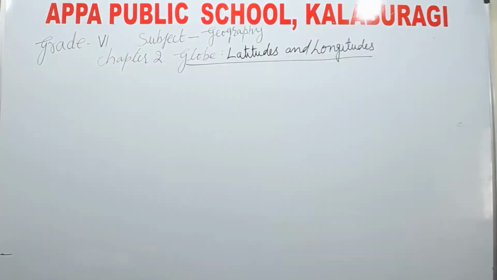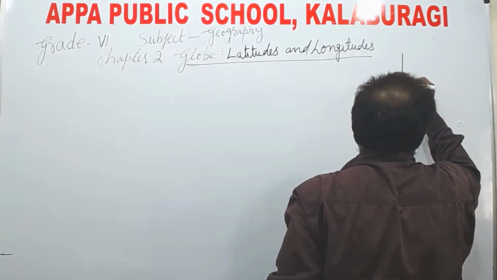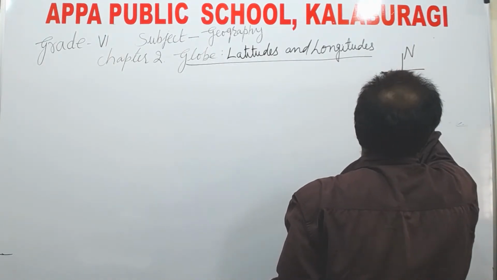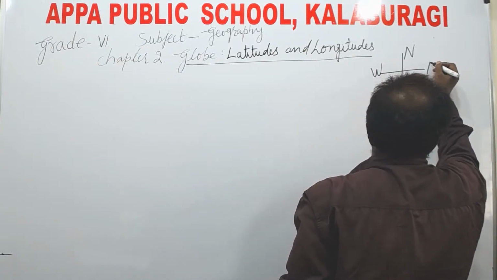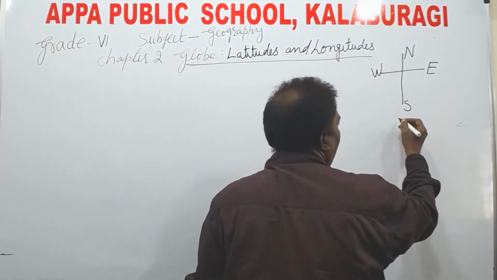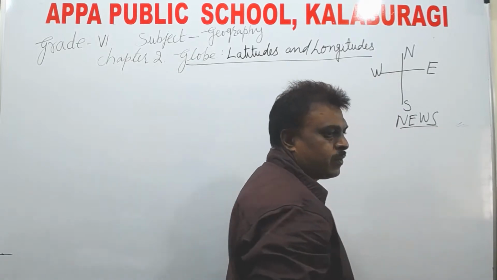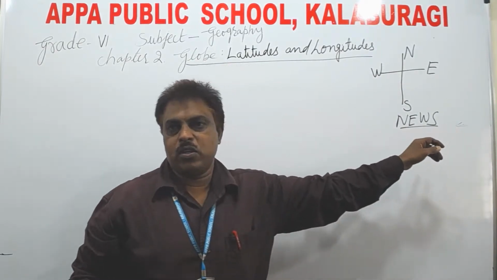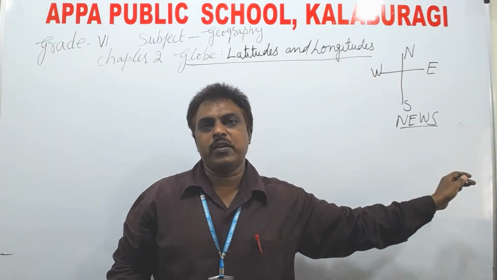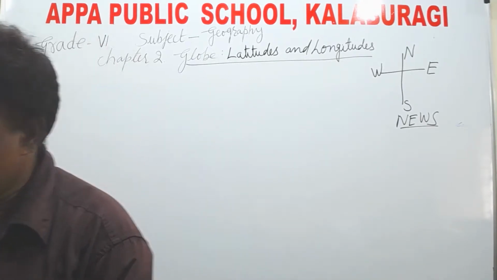Always study the map and the globe. These are the symbols. This is north, this is south, this is west, and this is east. All together, today we call this NEWS, the news of four sides, right? Every day we see on TV what is the news about the four sides of the world, or the four sides of the country or the state. What is happening, right? So I start the lesson.